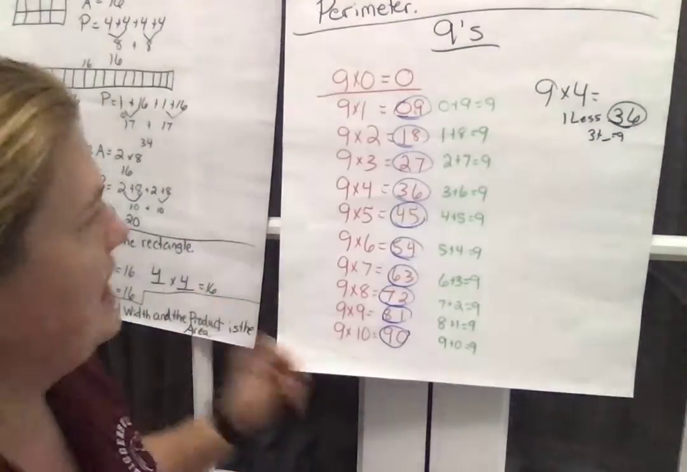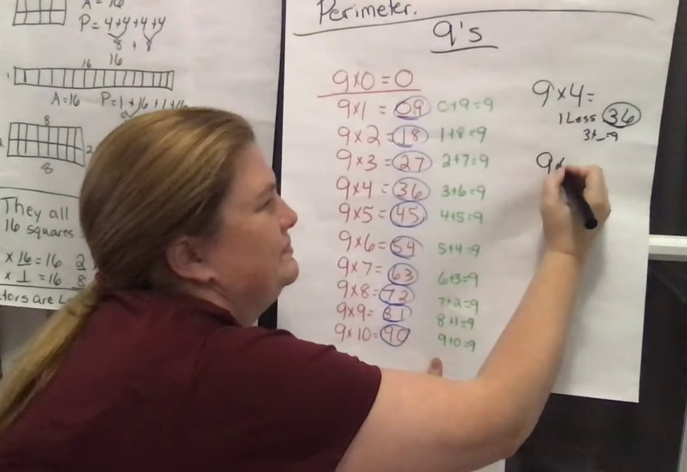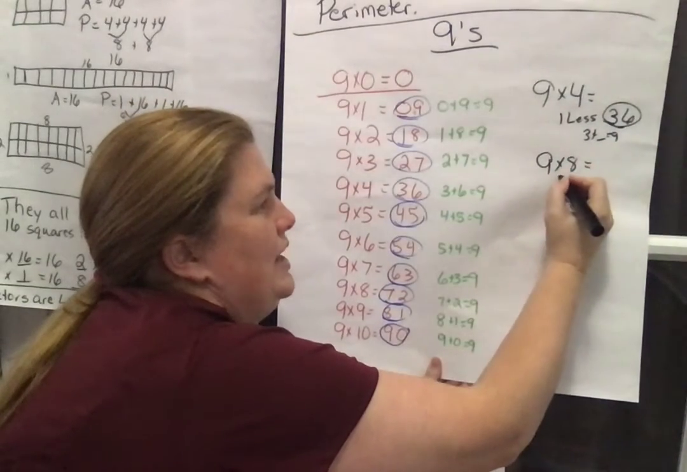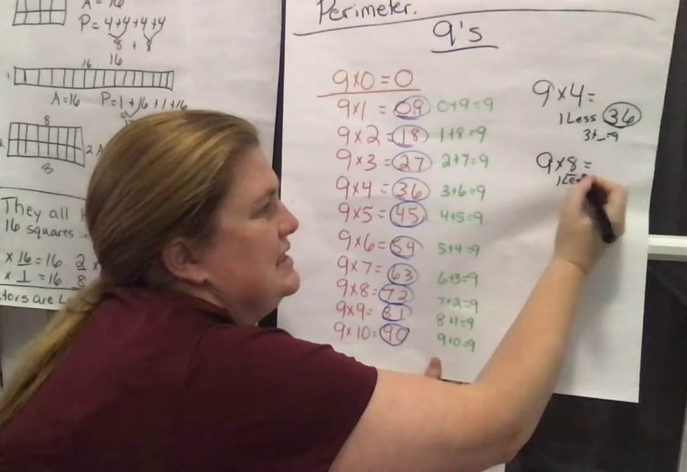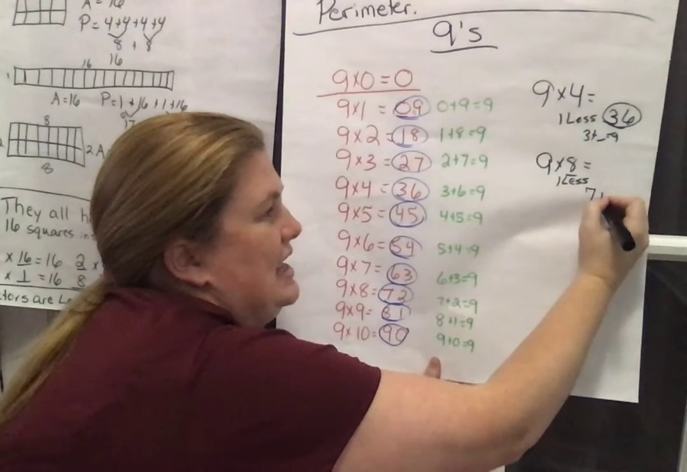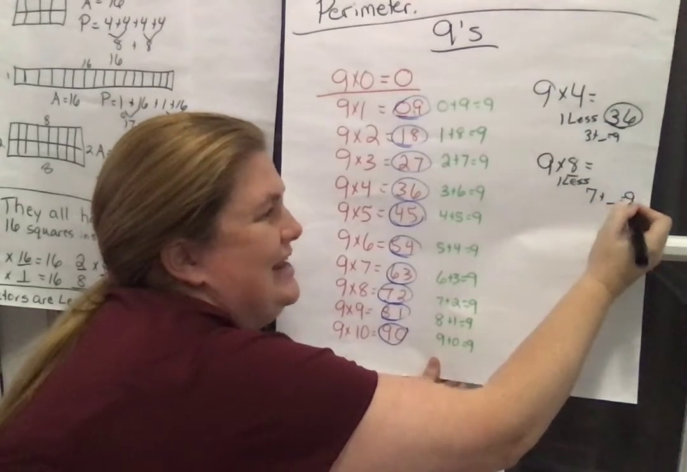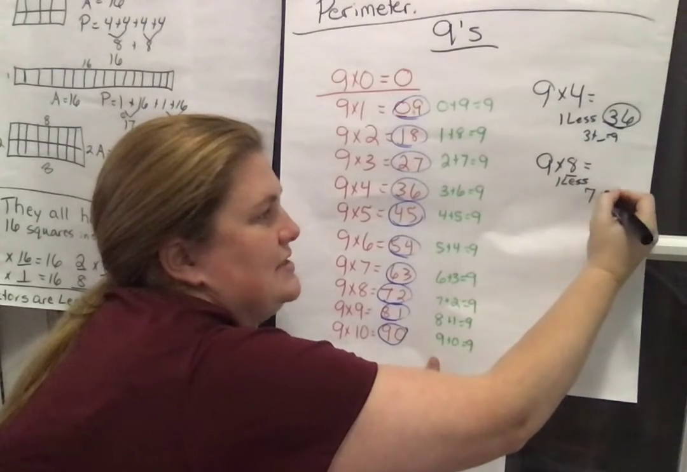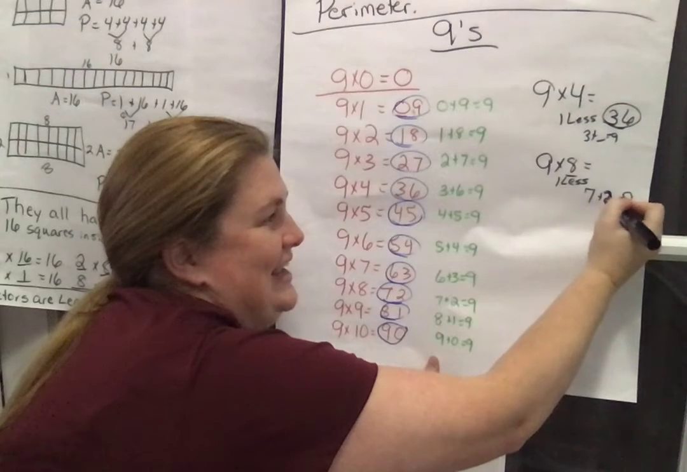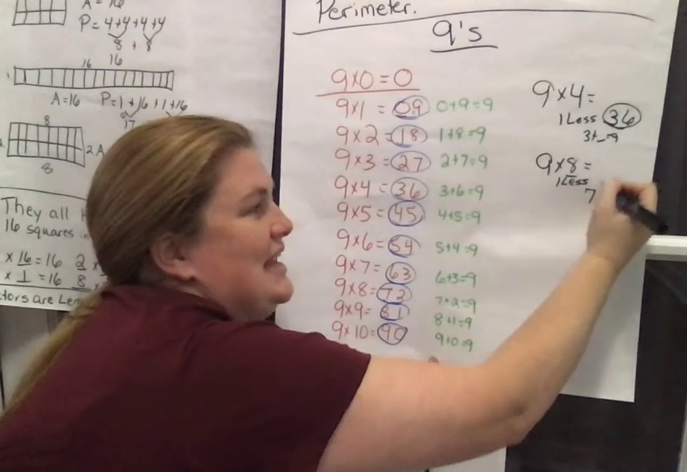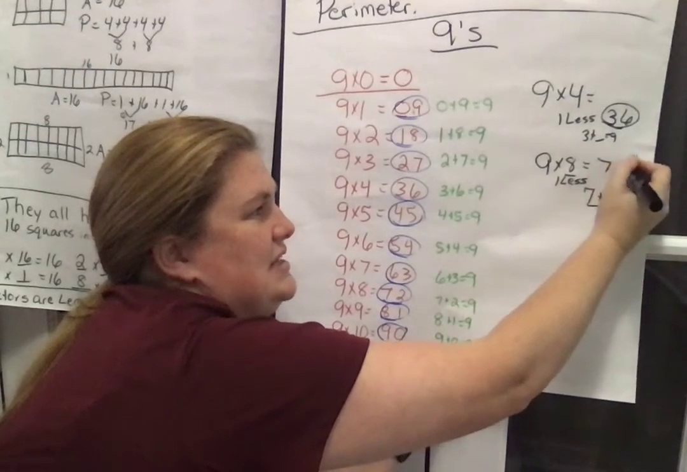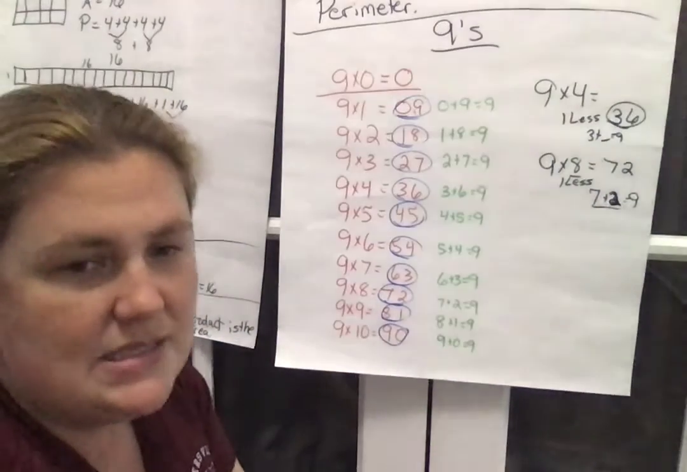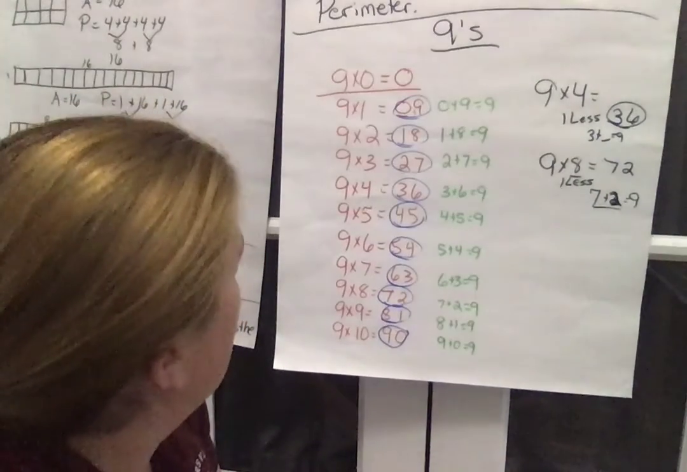Let's say I'm doing 9 times 8. 1 less than 8 is 7, and 7 plus what is 9? 7 plus 3 is 9. Oh, sorry, 7 plus 2. Let me try that again. 7 plus 2 is 9, so the answer is 72. 1 less, and then add on to 9.